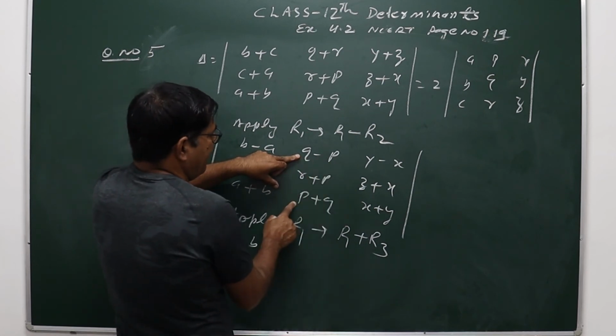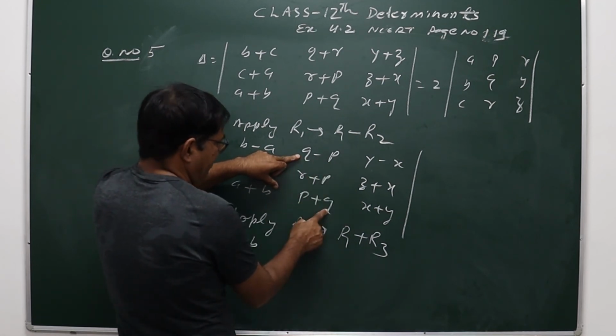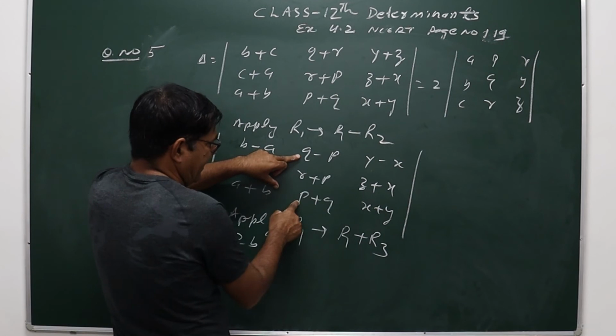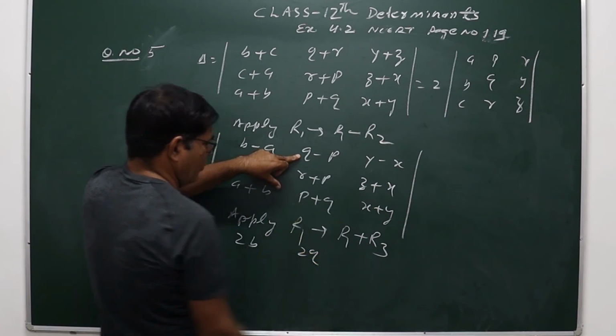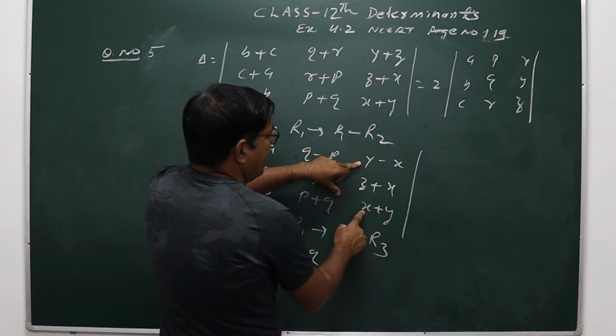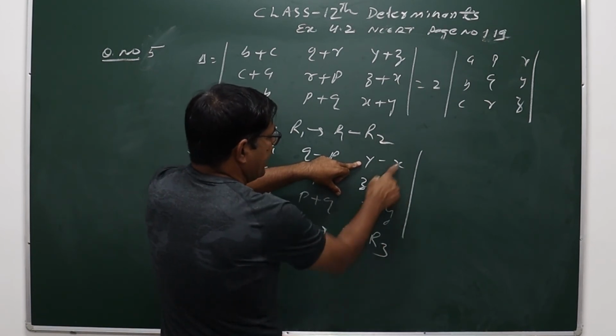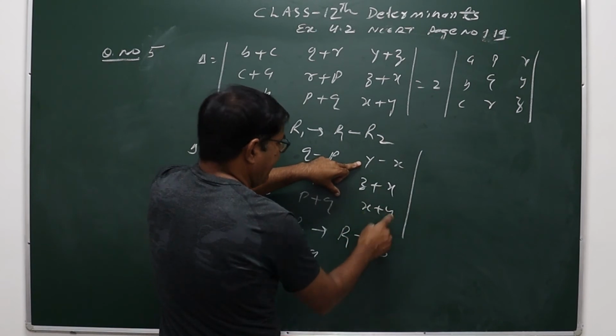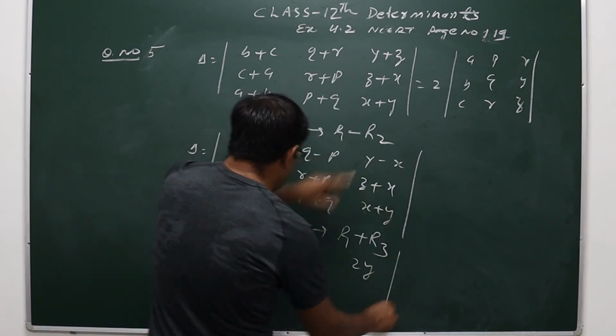Q minus P plus P plus Q. So minus P plus P will cancel out, so it will be equal to 2Q. And then Y minus X plus X plus Y. So minus X plus X will cancel out. Y plus Y will be equal to 2Y.